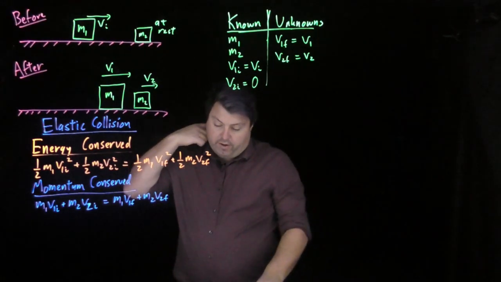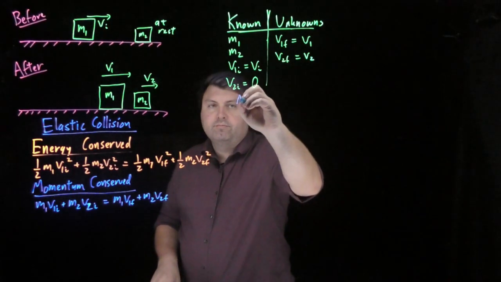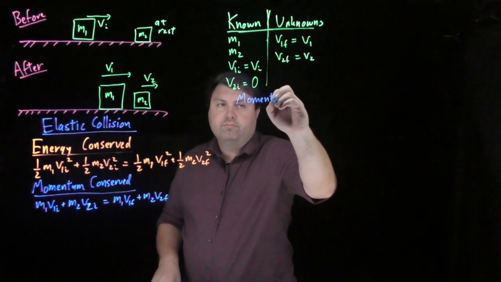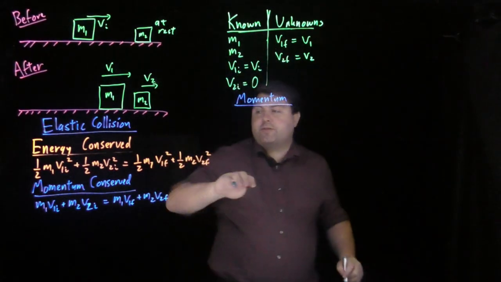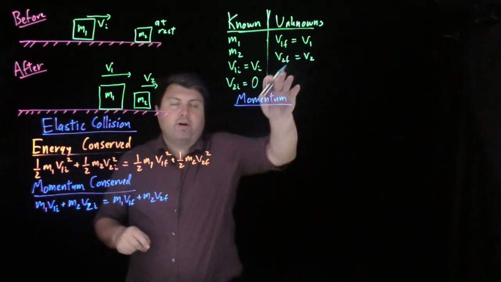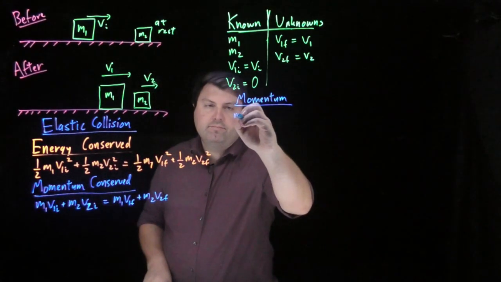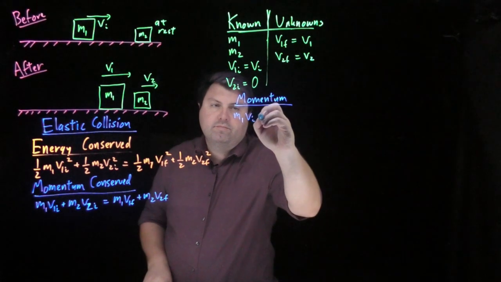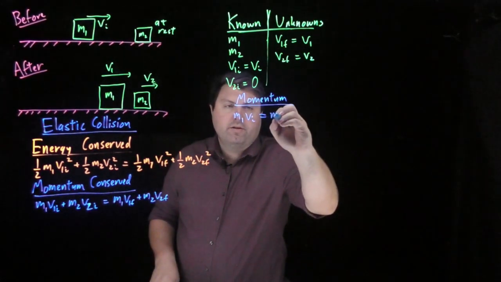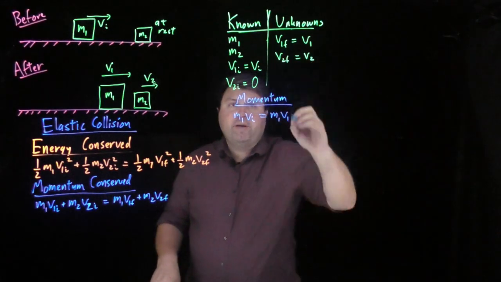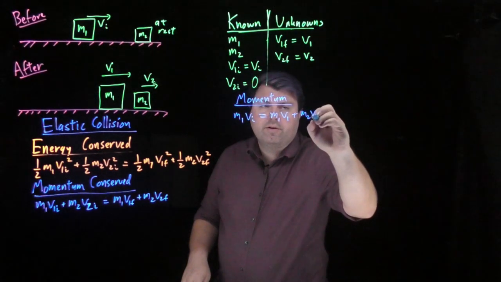So if we go through this, we can look at our momentum conservation and rewrite it given all of this, and then we'll show what our unknowns are. So we have m1 vi plus 0, so we don't need to write that, equals m1 v1, v1 being the final velocity, plus m2 v2.